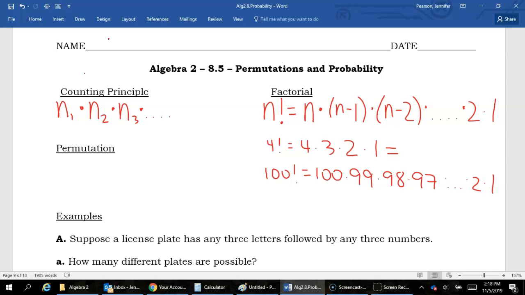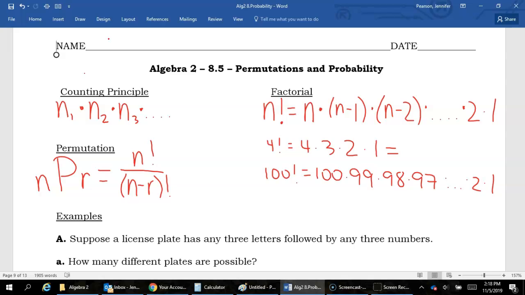And one more formula would be permutation. That looks like a smallish n, a normal P, and then a smallish r. So those are subscripts, a little n, a normal P, a little r. And the formula looks like n factorial divided by n minus r factorial. But I feel like it's much easier to look at permutations as what you're doing with the numbers than it is to use that formula.